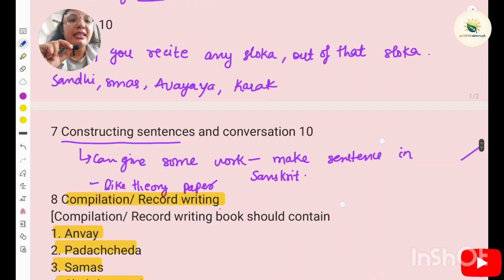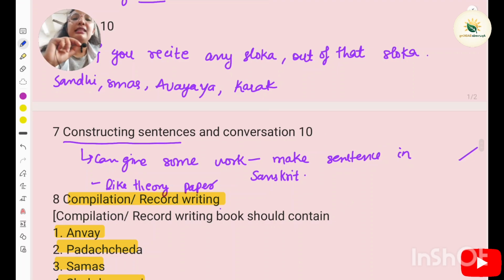Seventh portion is constructing sentences and conversation. Since it is a Sanskrit paper, in the theory paper also there is one question in which you have to make Sanskrit sentences, and another type of question in which you have to translate Sanskrit words into English or whichever language you are writing the paper in. Here they can give you some words, or some scenario like an accident on this road, and ask you to make a Sanskrit sentence. If you are giving answers to all the questions the examiner is asking, he can ask you sentence making also, because it is given in the syllabus.